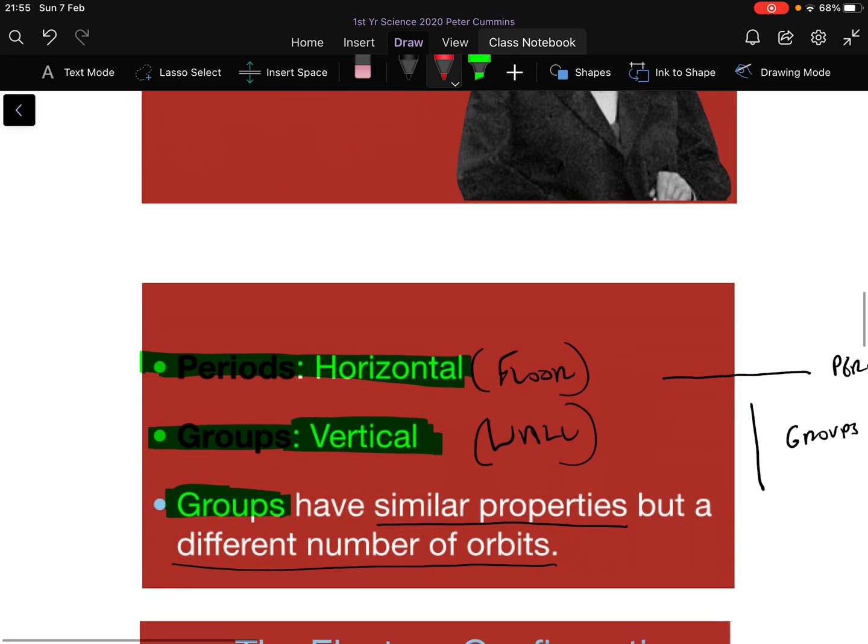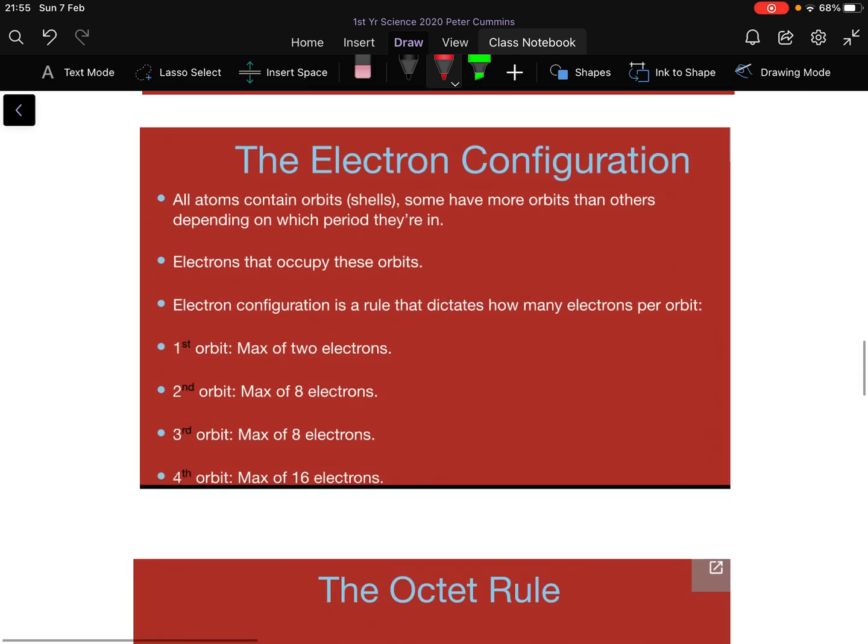Okay. Let's go down and have another look at where we are. So all atoms contain orbits. Some have more than others, depending which period they're in. Depends on what period they're in, how many orbits or shells they have. Electrons include that. We did this last week. 2 electrons in the first ring, 8 in the second ring, 8 in the third ring, and there are 16 in the fourth one, but we don't need to know that.